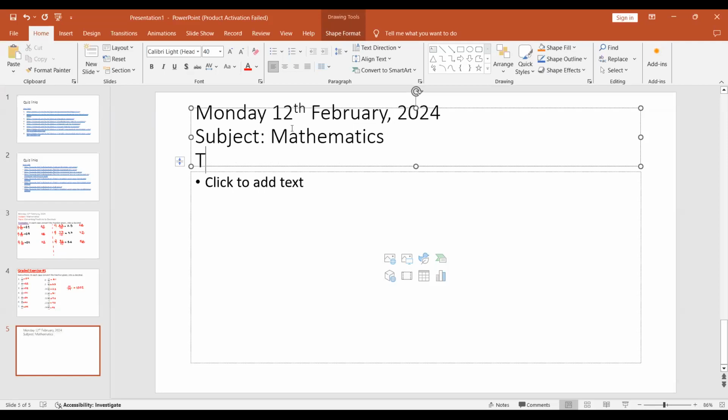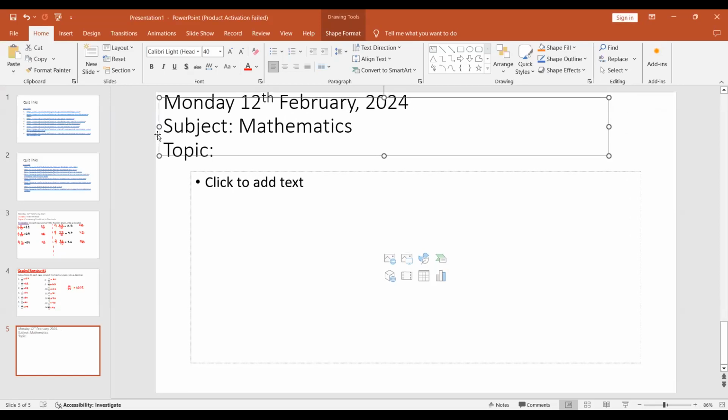And the topic is going to be... can anyone remember what we did last week? What was our main topic last week? We did it every day. Total bills. Total bill, and what else? Receipts. Very good. Receipts and total bill.